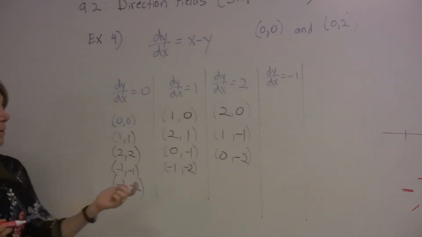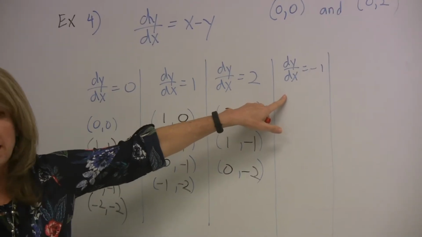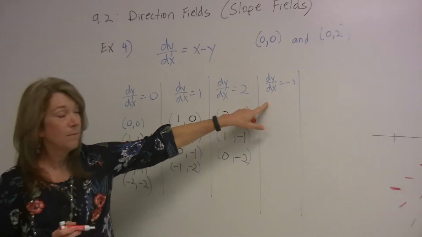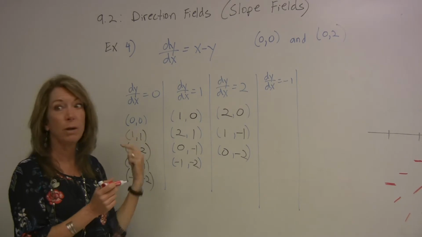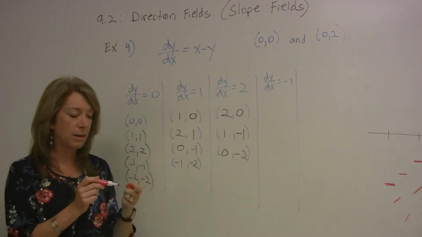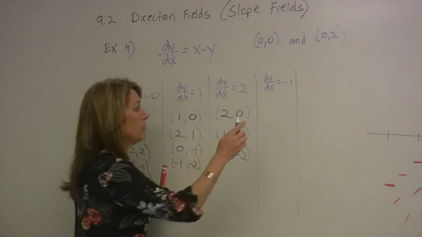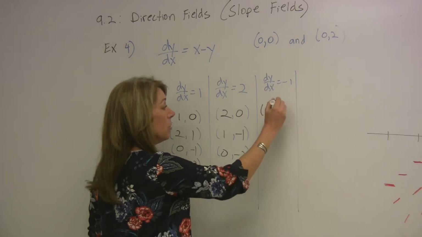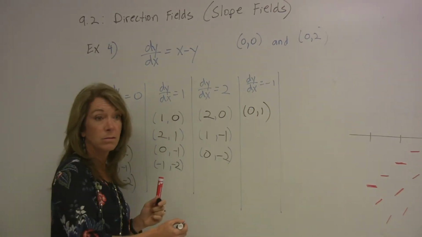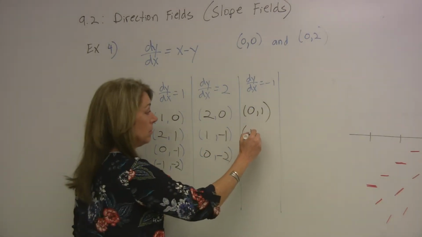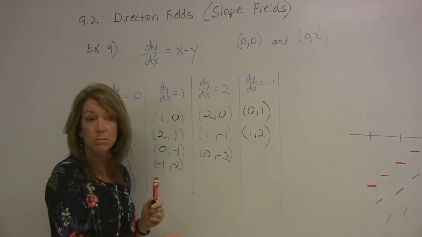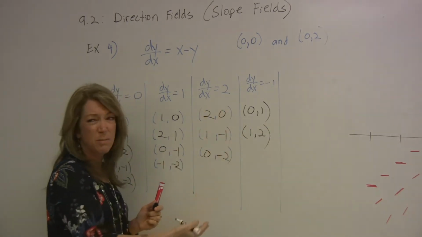And then we can keep going. We can say, okay, now which ones are going to give me a -1? We would have to pick x's that are 1 less than the y's, so when I subtract it, I'd get -1. So maybe 0, 1. 1, 2. But if you look for these patterns, it just makes life a lot easier.